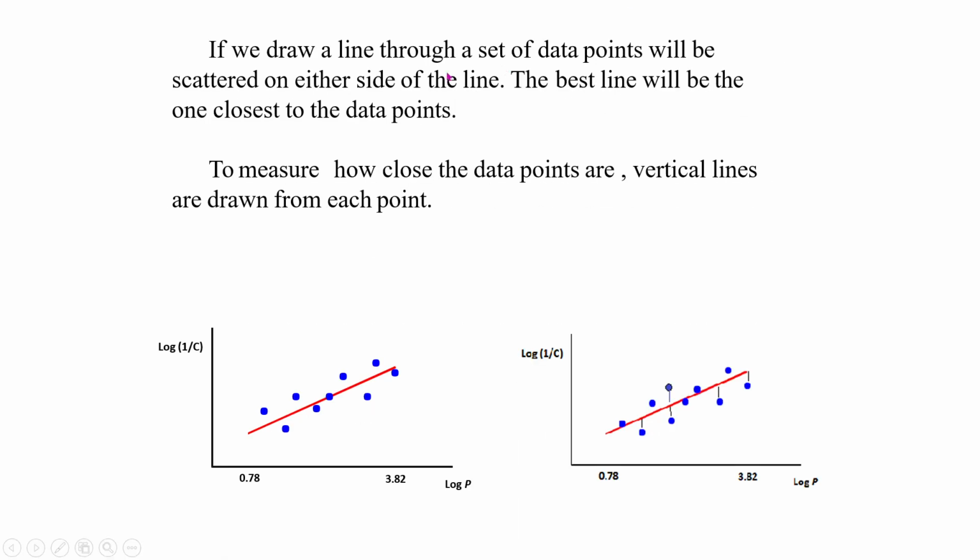And after we complete the drawing, if we draw a line through a set of data points, the points will scatter on either side of the line. The results obtained for the lead molecule, its biological activity on the y-axis and the physico-chemical properties on the x-axis, will scatter on either side of the line. The line must cross at least one point from the data points. To measure how close the data points are, vertical lines are drawn from each point. So we have to draw the vertical line from each point in order to measure how close the data points are.